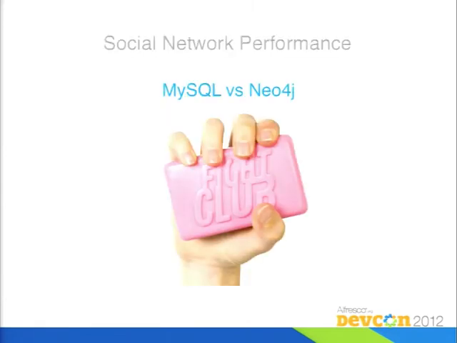So the real answer is traversals. So traversal is basically how you move from node to node based on these relationships. To better explain how traversals work, we'll look at a case study done by Neo Technology, which is the commercial backer of Neo4j. So they basically compared MySQL versus Neo4j in a social network scenario.